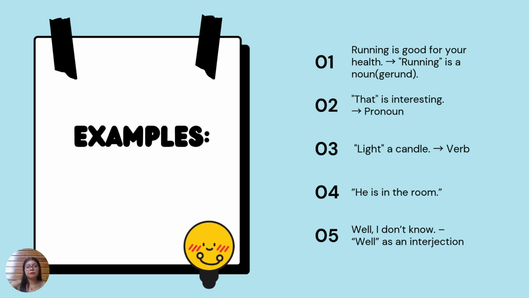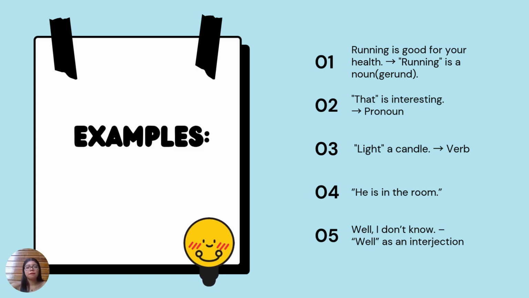The other confusion case is: Light a candle. Light here is a verb. What is the confusion? Light can be a noun, as in: Turn on the light. It can be an adjective, as in a light color, or a light bird. In light a candle, light is a verb in the imperative mood, given as a command. To compare: The light is too bright. Here light is a noun.